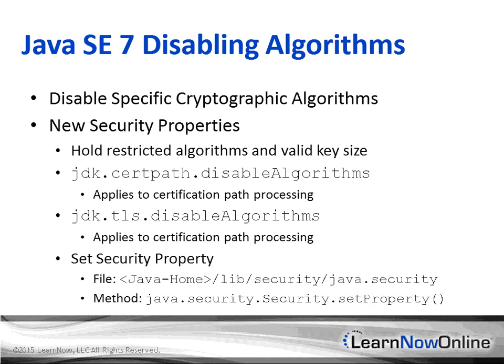Now, these are security properties, not system properties. Security properties can be set statically in the java.security property file that's found in the Java home lib security directory. And the Java home is your JRE installation directory. Or you can set them dynamically by calling the method setProperty on the Security class in the java.security package. And you do this from your code.